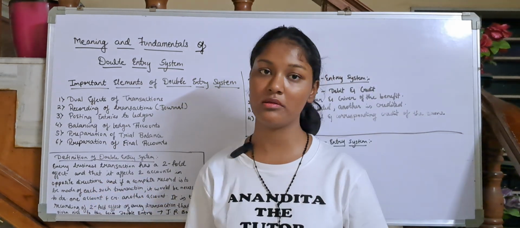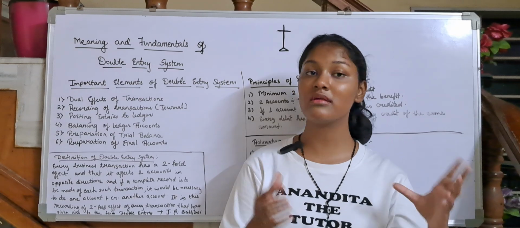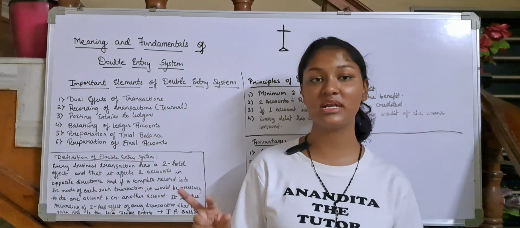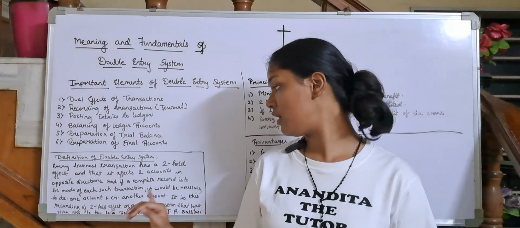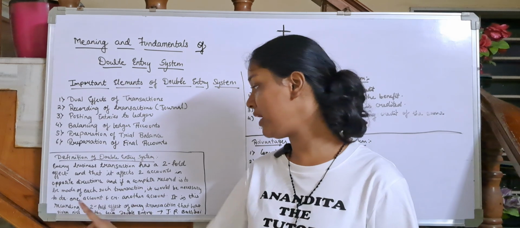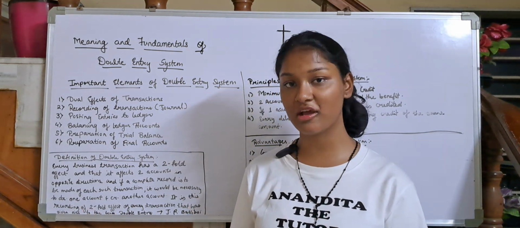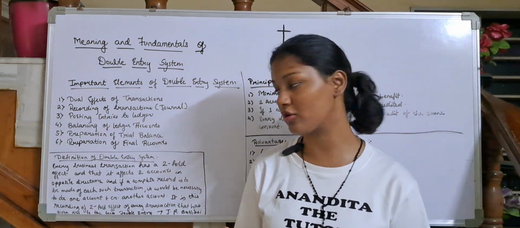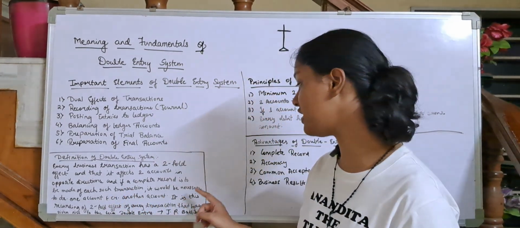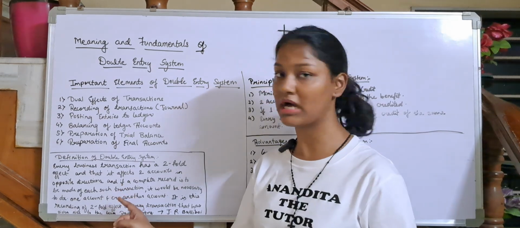Then, in opposite directions. Why opposite directions? Both are not receiving. One is receiving, one is giving. So there are two opposite directions. Then, if a complete record is to be made, if you all want an accurate record, then for each such transaction it would be necessary to debit one account.